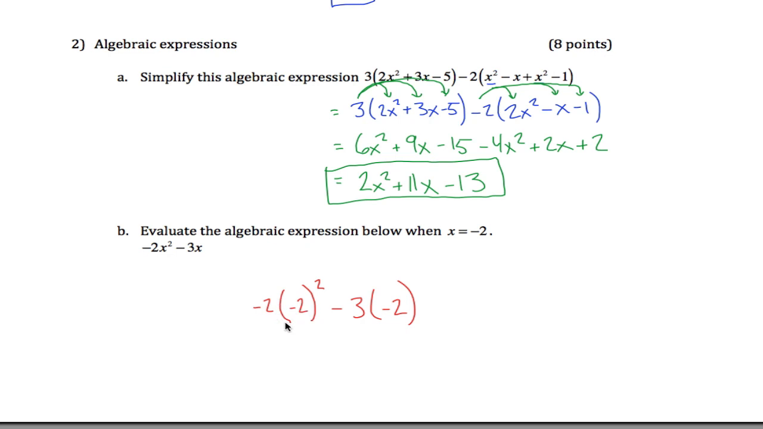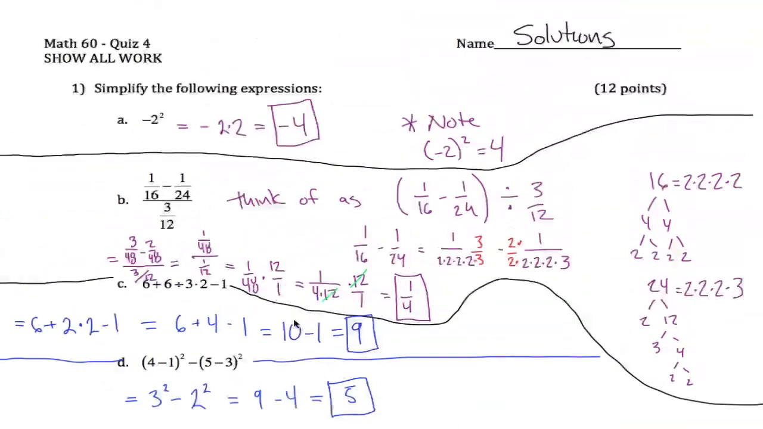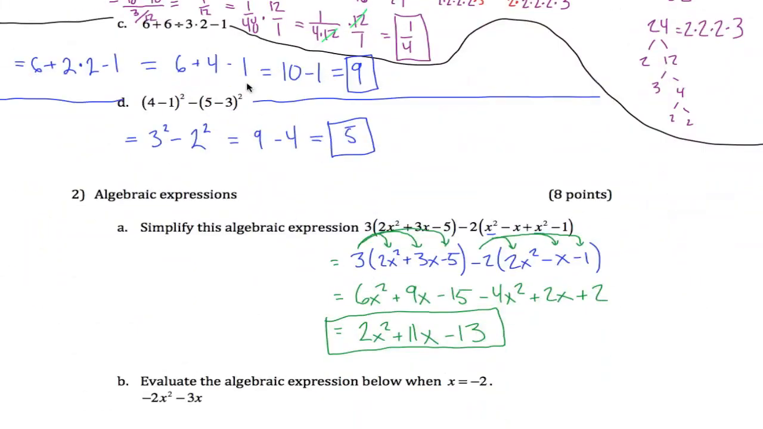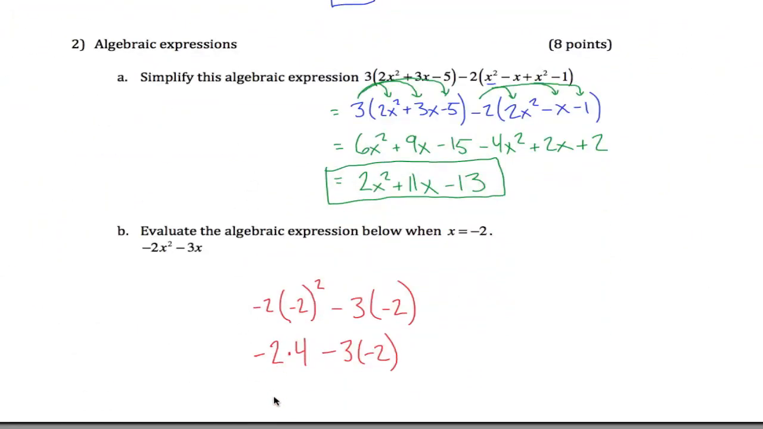Got to make sure you do your order of operations. There's nothing to do inside the parentheses, but we do want to take care of these exponents. Negative 2 squared is 4. So I have negative 2 times 4. Sure, let's leave this for one more step. Note, negative 2 squared is 4 here, but way up top here, we had negative 2 squared, which is negative 4. So those parentheses are really important. They change the value of the expression.